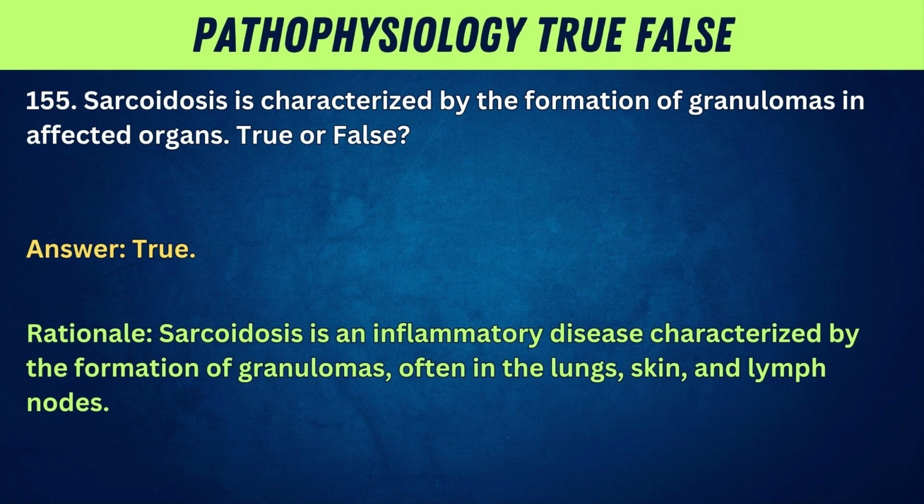True or false? Answer: true. Rationale: sarcoidosis is an inflammatory disease characterized by the formation of granulomas, often in the lungs, skin, and lymph nodes.